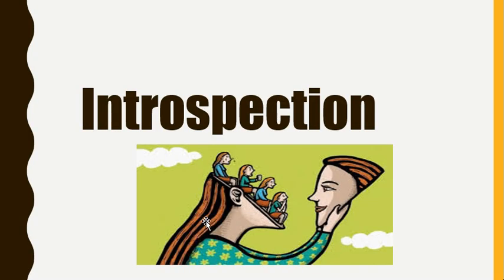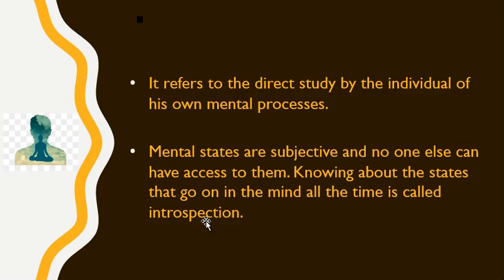Okay, what is introspection? Introspection is self observation, analysis of one's own mental thoughts, mental processes, or cognitive processes. It refers to the direct study of the individual of his own mental process. We directly study our own mental process at the present moment, at the conscious level. Every person can examine his mental processes in a better way, and he can convey them accurately. Okay, a normal person is able to convey his mental processes in a very normal and accurate way.